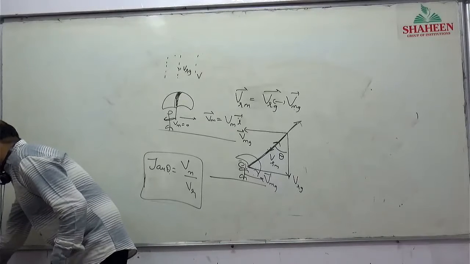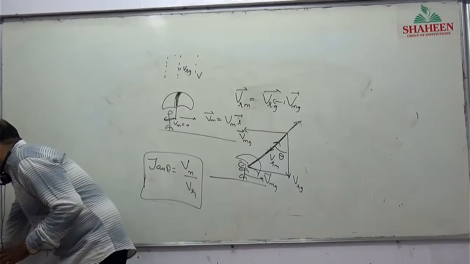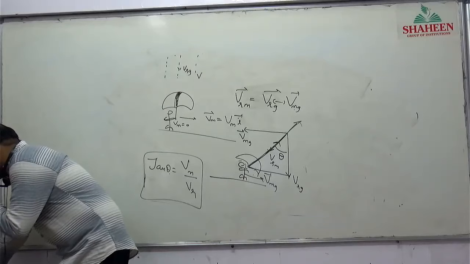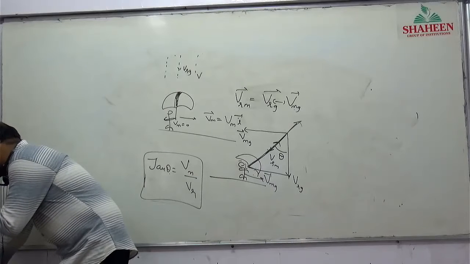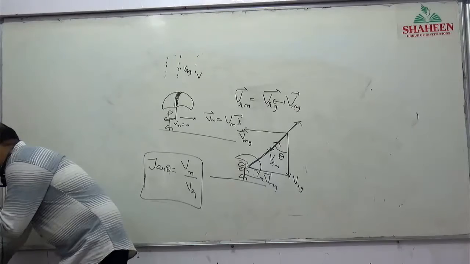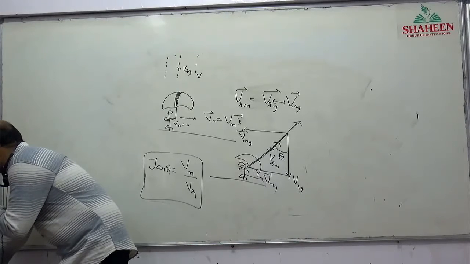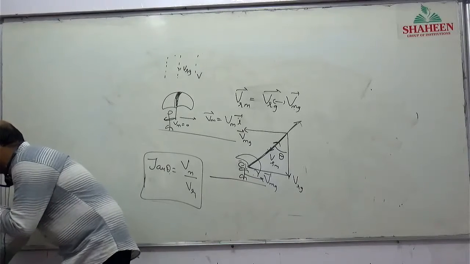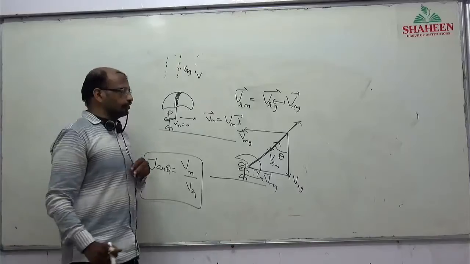If air is there, what happens? I will explain later, ma. Please understand. Then rain velocity will be different. It is not vertical in that case. Is it clear? I will explain here once again.